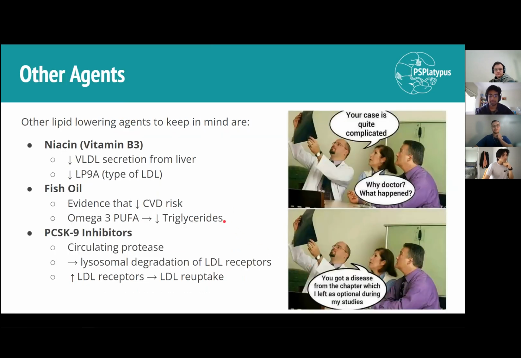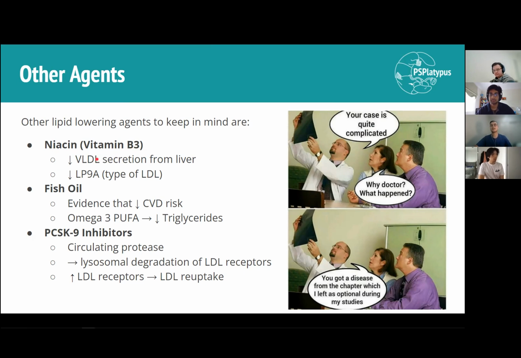Okay, now there are other agents here as well. And again, I have not put too much for them because they're not too high yield, but I'll just put them here just for your own knowledge. So the first one is niacin, or vitamin B3. Now, if you want to think about how you can remember that, the way that I remembered it was that niacin has 3 syllables in it. And so you can remember it as vitamin B3. Just remember the B. I don't know how you'll remember that, but I just remembered it as vitamin B3.